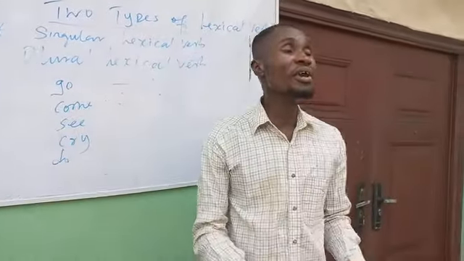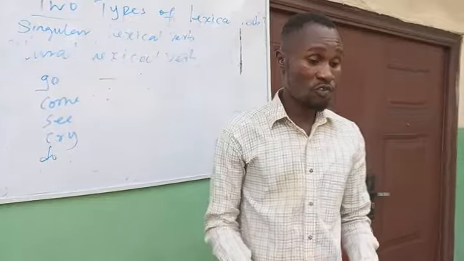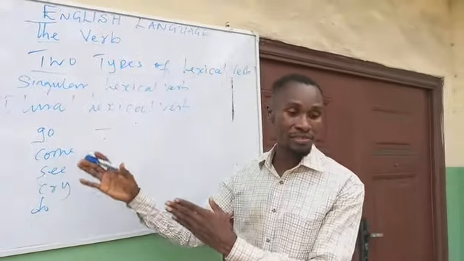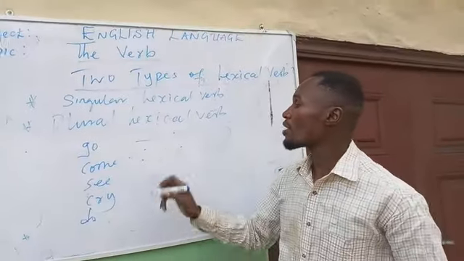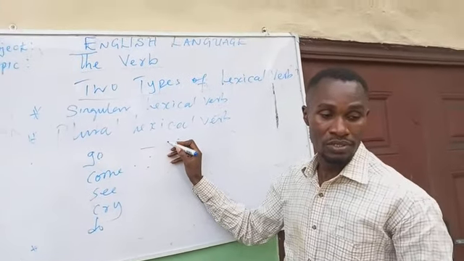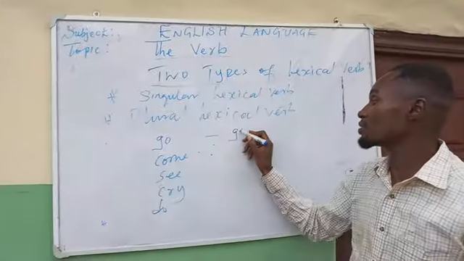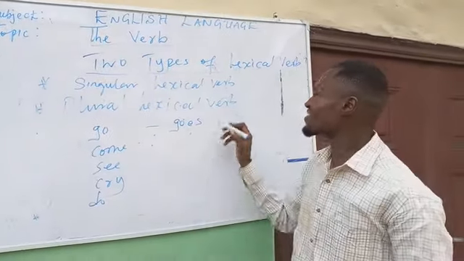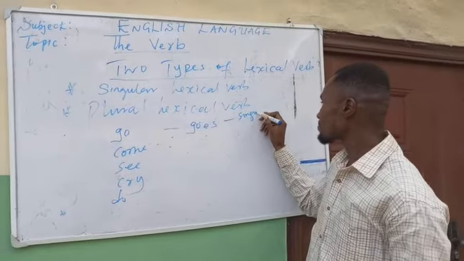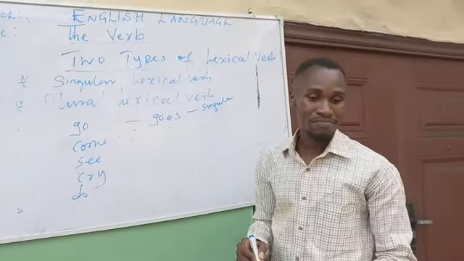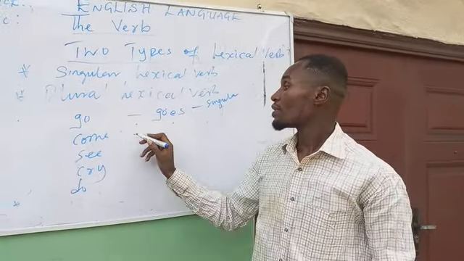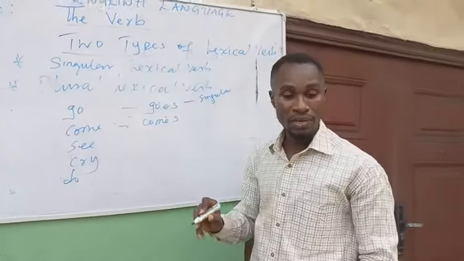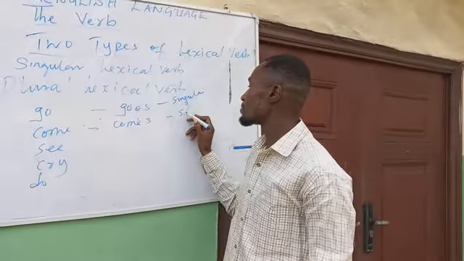So how do we get a singular lexical verb? We can get a singular lexical verb from a plural lexical verb. So for go, I'm going to attach es to it. So go, if I add es, it becomes what? Goes. So this is a singular verb. Singular action verb. Come, if I add an s, becomes what? Singular lexical verb. It's called comes.